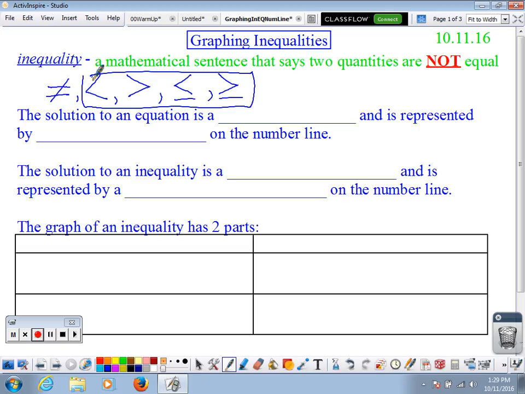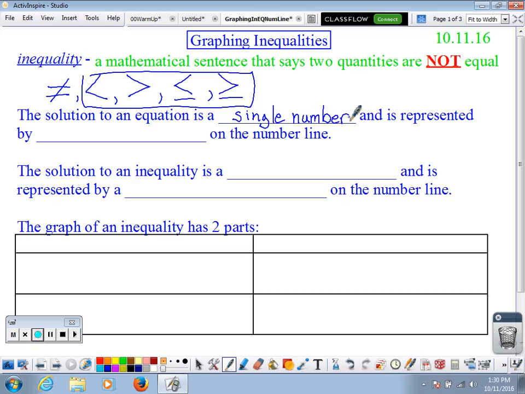Now, the solution to an equation, think about those 3 equations on the starters. What did all 3 of those solutions look like? What did you circle? Give me an example of something that you circled. Okay, and what did that answer look like? Variable equals number. X equals 5. 18 equals Y. Okay? That's what the solution to an equation looks like. It's a single number.